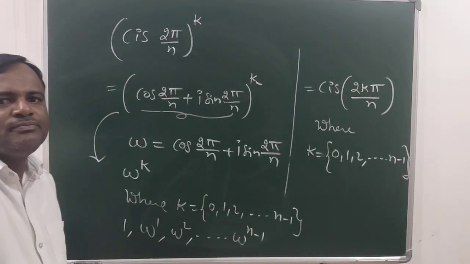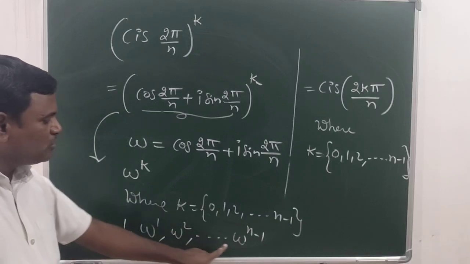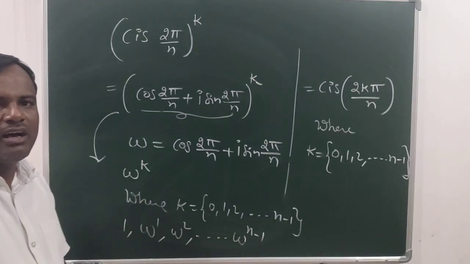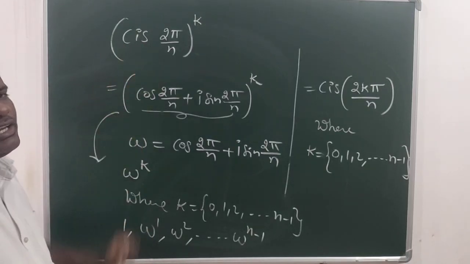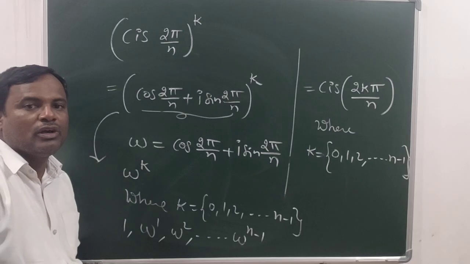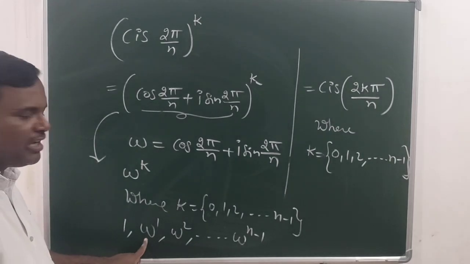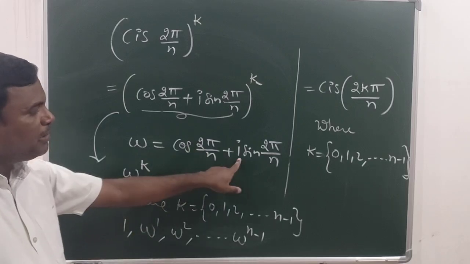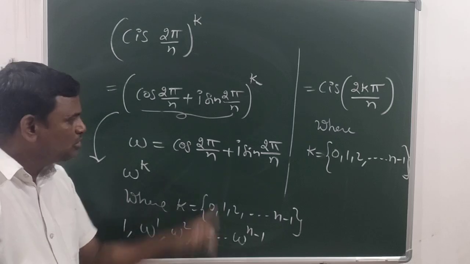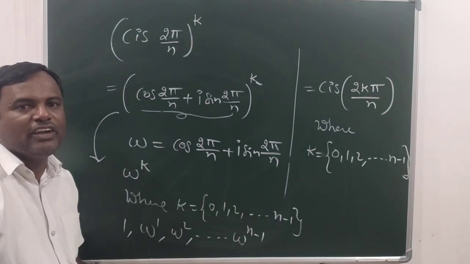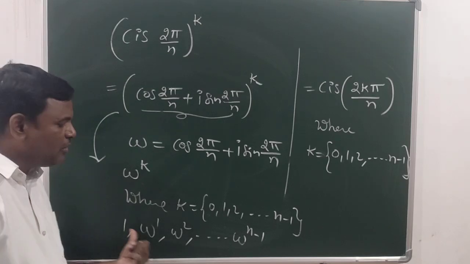Okay students? So this 1, omega, omega square and so on, omega power n minus 1 are called the roots of this nth root of unity. What is omega here? Cos 2 pi by n plus i sin 2 pi by n. If I give n equal to 3, in place of n you have to write 3. If I give n equal to 4, in place of n you have to write 4. And then you have to simplify.